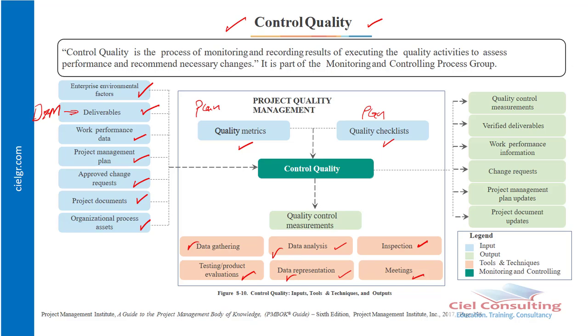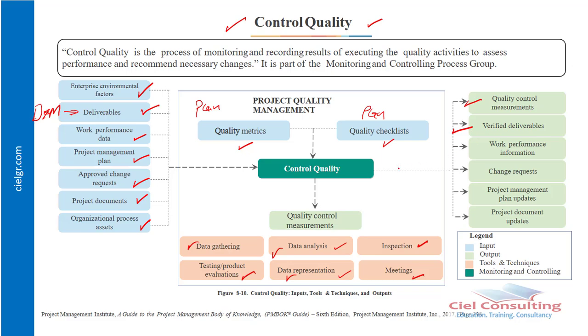So the output of this would be our quality control measurements. The quality control measurements here are basically the results that we gather after we have gone through our checklist to determine how well the product meets quality requirements. And then also, after we have gone through the control quality process, the deliverables, which are part of the things we check during the control quality, now become verified deliverables.